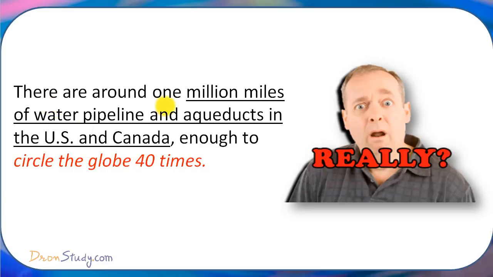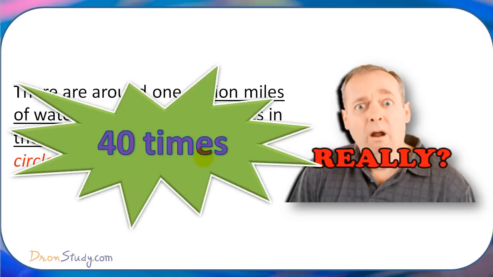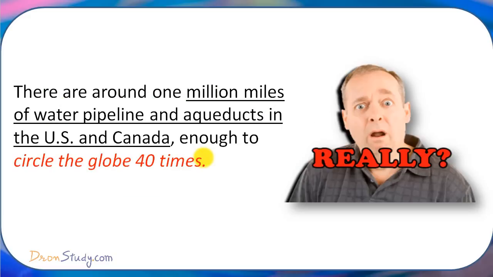There are around 1 million miles of water pipelines and aqueducts in US and Canada. That means these 1 million water pipelines and aqueducts, अगर हम इन्हें जोड़ दें, they are large enough to circle the globe 40 times. This is really huge. If we combine all the aqueducts of US and Canada and their pipelines together, then they can circle the globe. वो globe को चारों ओर जो है cover कर सकते हैं 40 times.